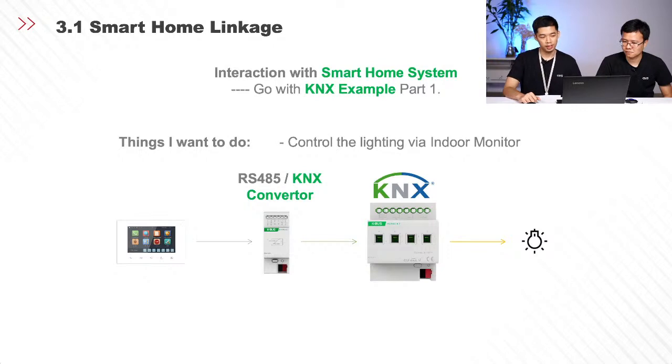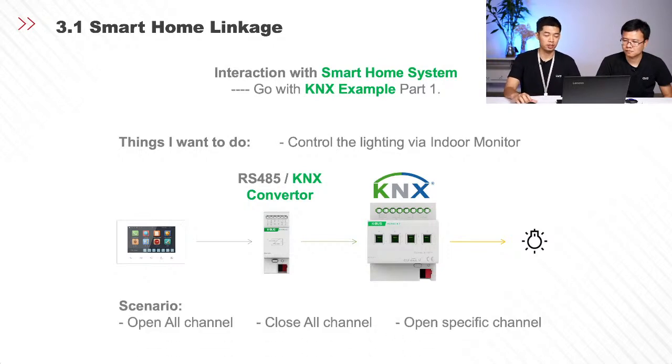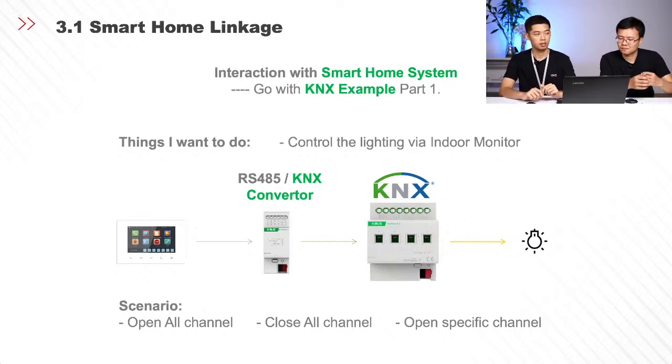Okay, so in this example, I have a very simple idea. I want to control the light, just one light bulb, via our indoor monitor. You can see the topology here. It only takes 4 parts: the monitor side, the converter side, the KNX device, and then the last one is of course the light bulb. So we only need to configure a few scenarios. We can summarize them into open all channels, close all channels, or maybe just open some specific channels. So moving to the next one.